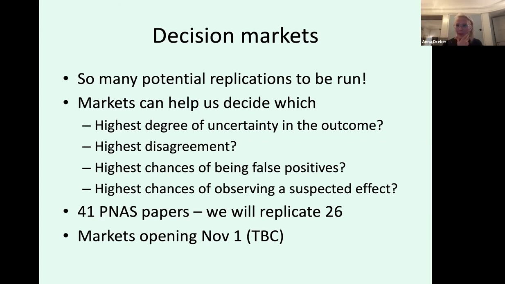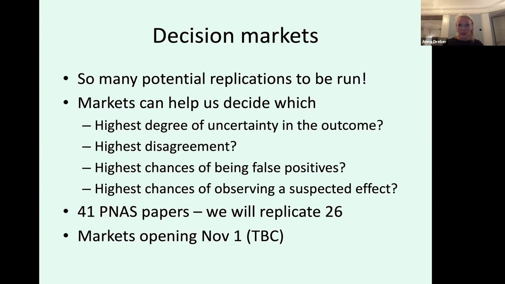So when we're thinking about replications, I'm in the world where we try to do some smaller replication projects. So not like the RPP, but more like the experimental economics replication project or the Nature and Science replication project. There are just so many potential replications to be run. So what should we actually be replicating? So instead of using some decision rule like time period or specific journals with some method, we are now thinking about how we can use markets to help us decide which replications to run.